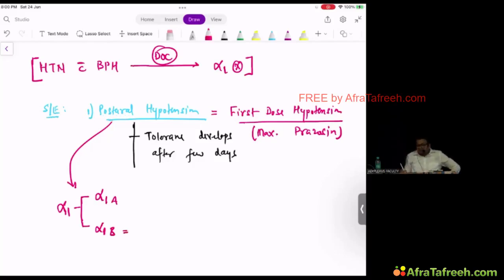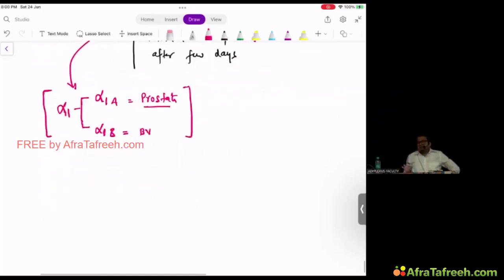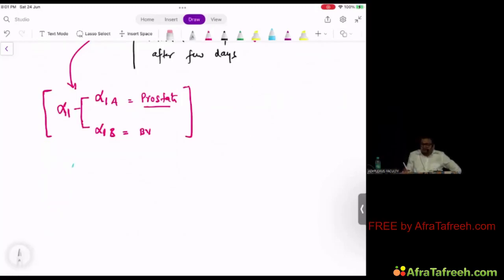B can simply help you remember blood vessel. So it is the alpha 1B type which is present on blood vessel. Alpha 1A type is present on prostate. This discovery was made. So which is the alpha 1 present on prostate? Alpha 1 subtype A. So after this discovery was made, we developed a selective alpha 1A blocker.